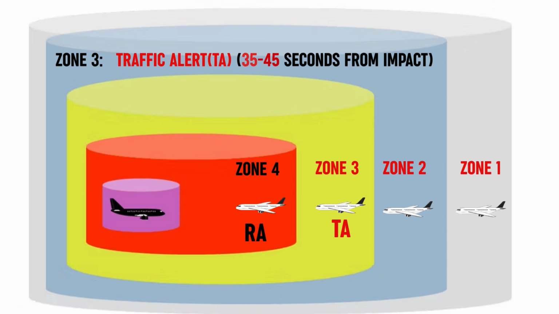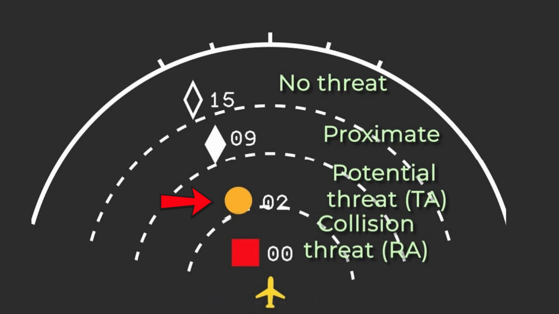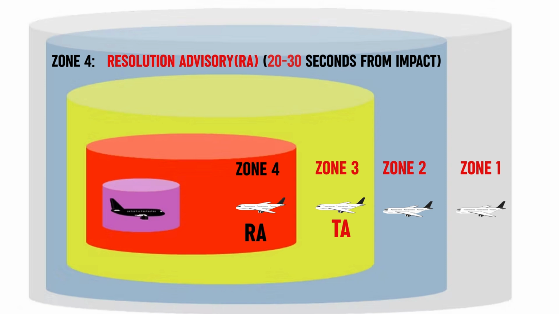Zone 3 is the alert of traffic advisory. This is displayed for traffic which is approximately 35 to 45 seconds from the likely point of impact. It is indicated by a solid amber or yellow circle. This traffic can become a threat later. So pilot action is to look visually for the traffic and assess the conflict, and no maneuvering is required to be done. Last and the final zone is zone 4, the innermost zone.